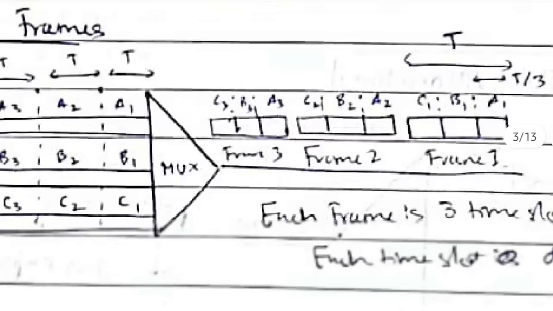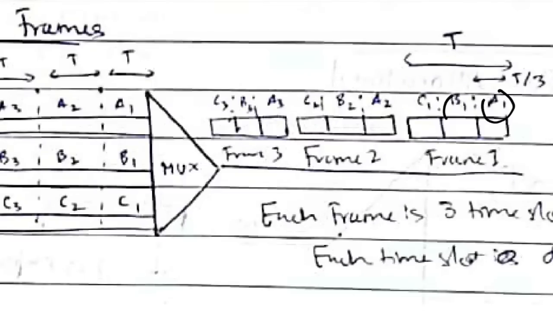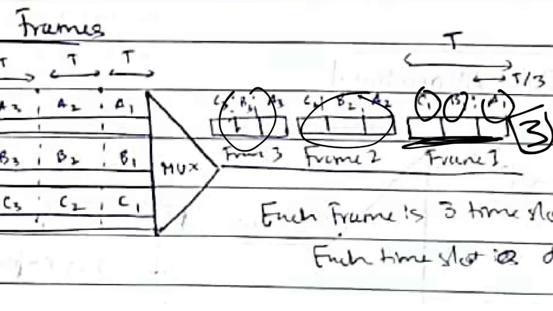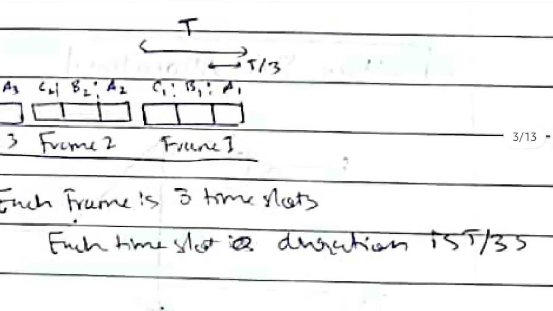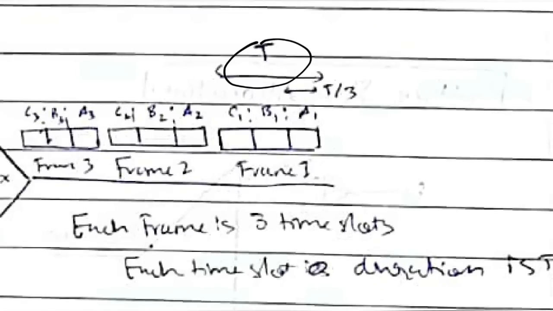As you can see here, a single frame consists of A1, B1, and C1, each having 1 second. So total time will be 1 plus 1 plus 1, total 3 seconds. Like that many frames will be sent one by one. And see here, each frame has three time slots, A, B, and C, and each time slot duration is T by 3. If total time is T, each slot will be T by 3.